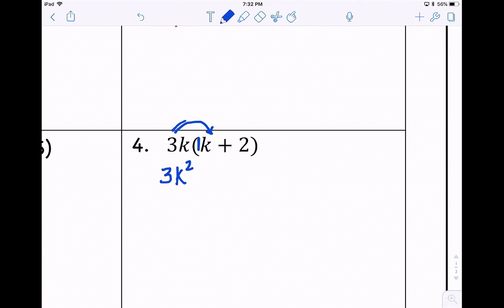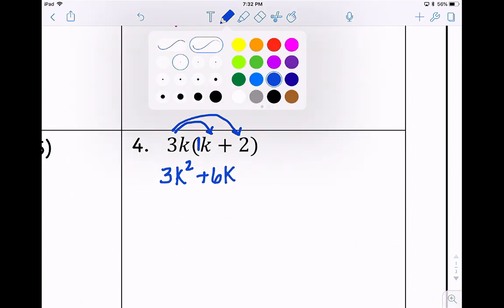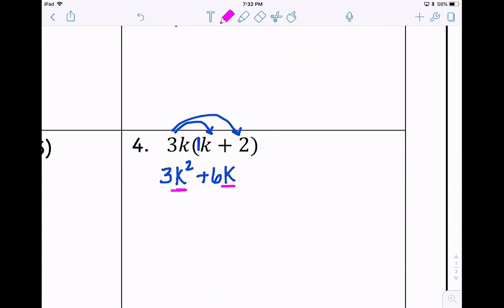And then we do 3k times 2, which is similar to what we've been doing this whole time. So we multiply 3 and 2, we get plus 6. Keep the k. So again, a k squared term and a k term are not like terms. You cannot combine those. So again, at this point, we are done. There's no equal sign, no like terms to combine. We're done.